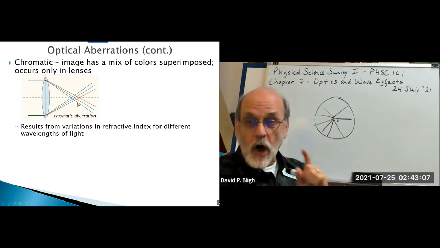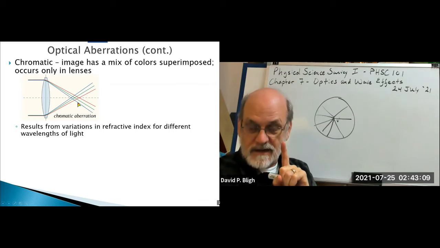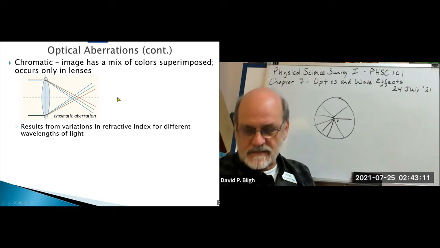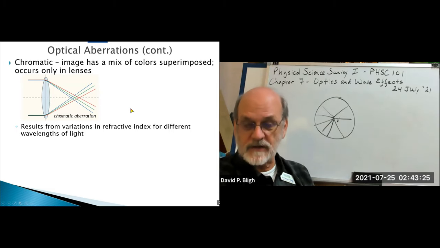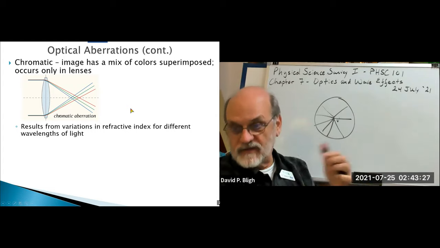Now this is only an aberration for lenses because it's based upon refraction. Reflective lenses, mirrors, don't have this problem because they're based upon the law of reflection, which works for any wavelength.